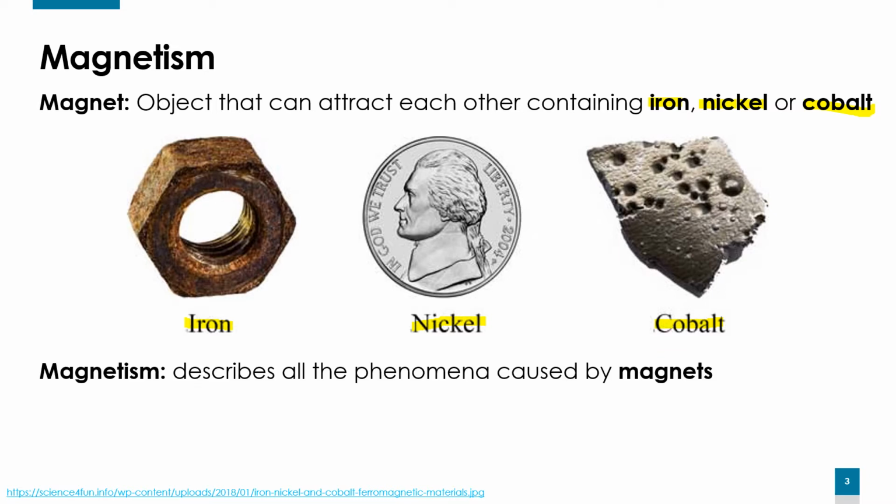Magnetism describes all the phenomena caused by magnets. So if you have these three materials, iron, nickel, or cobalt, you have some magnetic property. And magnetism is what describes the phenomena that this magnet creates.